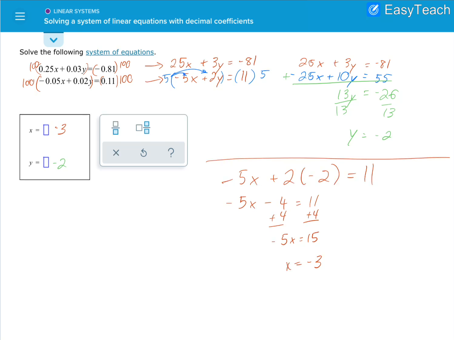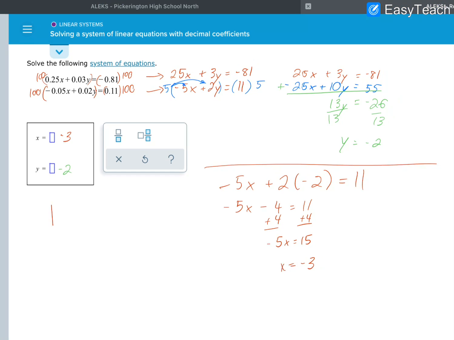So my intersection point is negative 3 comma negative 2.